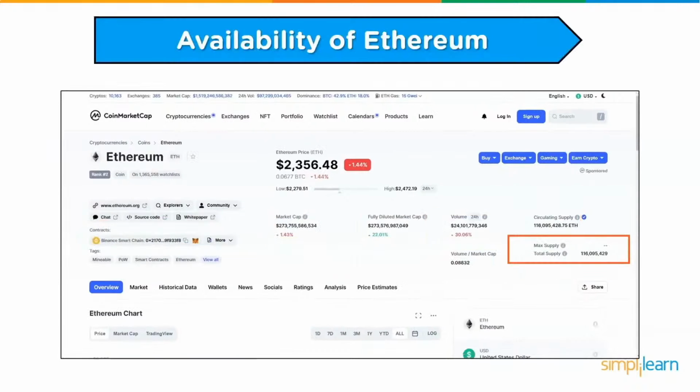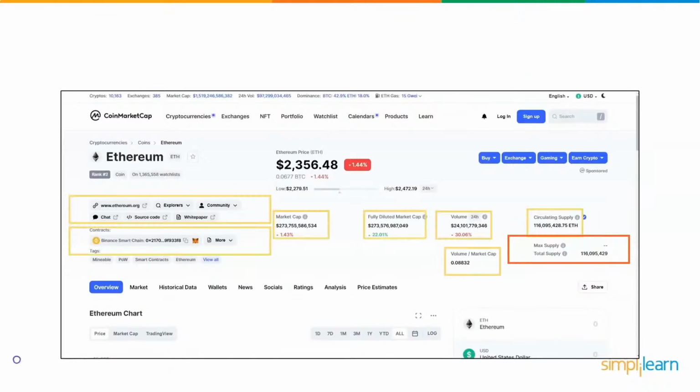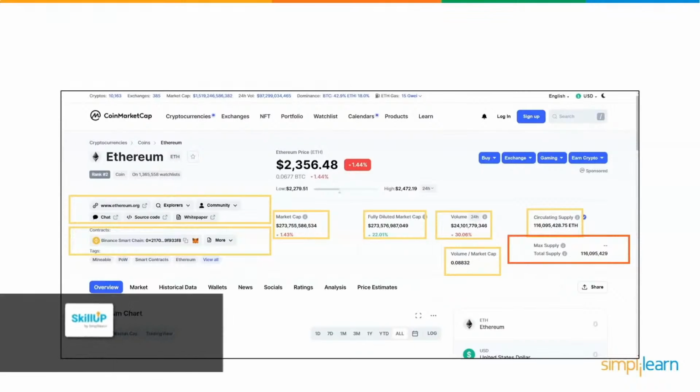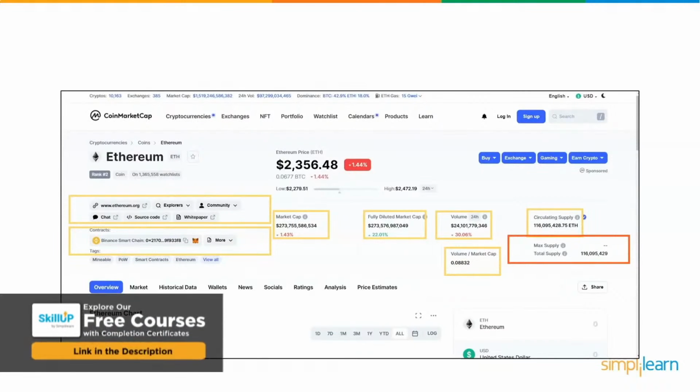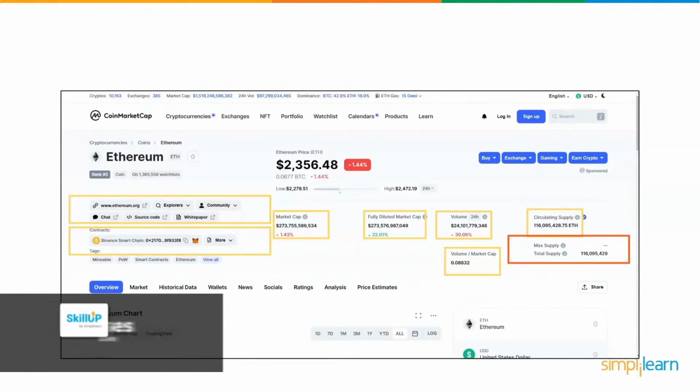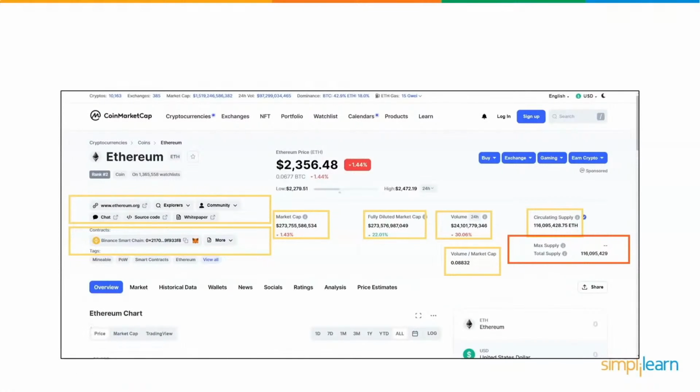Ethereum is no different from Dogecoin and Bitcoin. In this also, you can see the total supply of Ethereum. Also, you can visit the official website, www.ethereum.org, to explore more about Ethereum. You can have a look at the market cap value of Ethereum, which is 273,755,586,534. The fully diluted market capitalization is 273,576,987,049. The volume of Ethereum traded in 24 hours is 24,101,779,346.